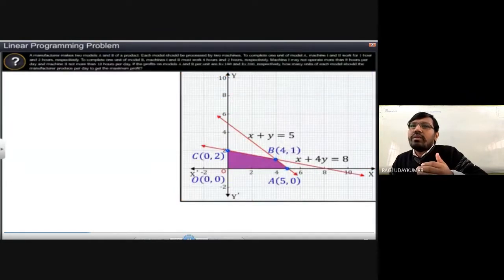Actually, unbounded problems are not given to you in your syllabus. They have been deleted from the syllabus. Only bounded problems are there this year.